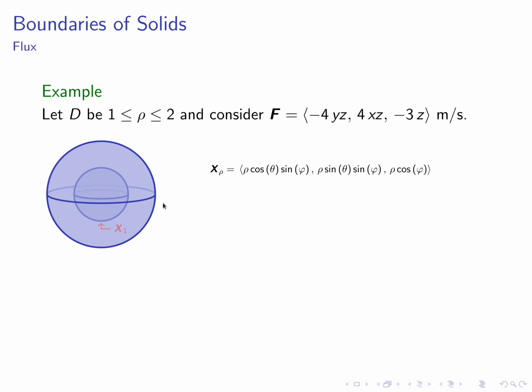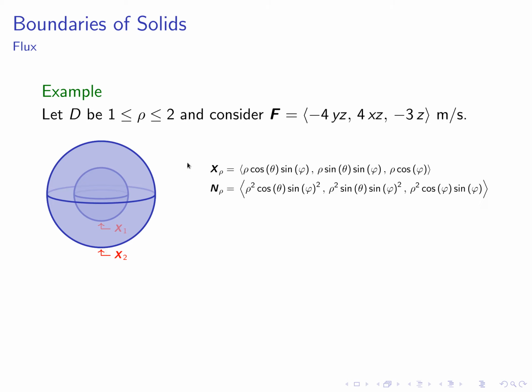So here, x sub 1 would be setting rho equal to 1, which represents the unit sphere in the inside of this domain. And x sub 2 is what we get when we set rho equal to 2, which is the outside sphere of radius 2 for this boundary.